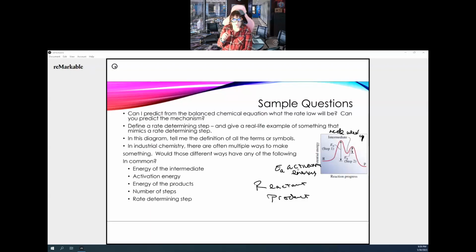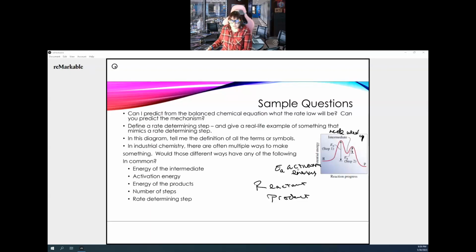In industrial chemistry, there are often multiple ways to make something. Would those different ways have any of the following in common? Energy of the intermediate? Maybe, maybe not. Activation energy? Maybe, maybe not. Energy of the products should be the same no matter how I do it. Number of steps? Probably not the same, but it could be. And my rate determining step? Not necessarily.